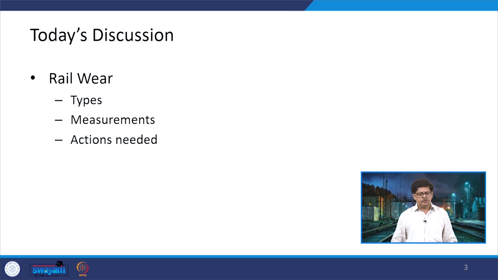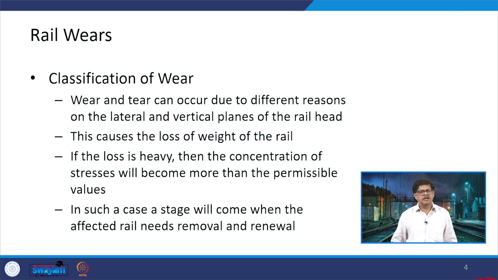Today we are going to discuss those types in more detail, and then we will take up the measurement of rail wear, and finally the actions which can be taken to reduce rail wear. So let us start with the classification now.